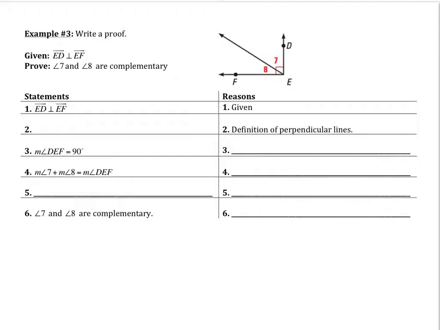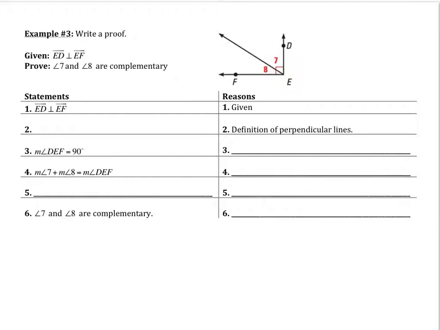So basically, we are just proving that last theorem, that if two angles that are adjacent, sitting next to each other, have their sides that are not shared perpendicular to each other, that means that the two angles must have been complementary. So remember, the first step in a proof is to state your given. So we were given that ray ED is perpendicular to ray EF, and our reason is that it's given.